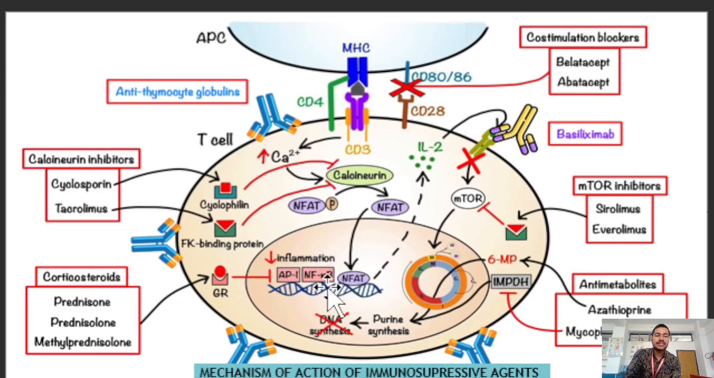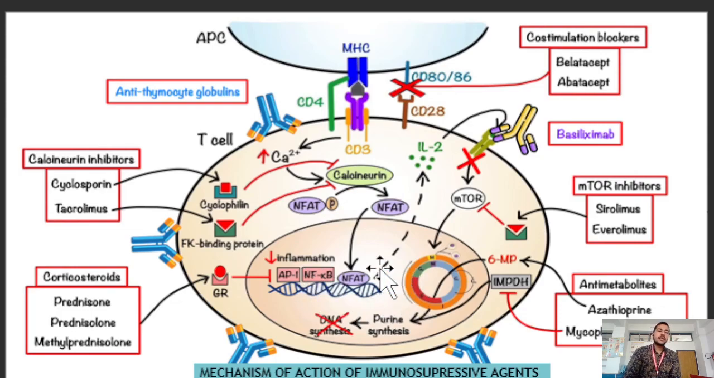So basically, what is the function of these transcription factors? As we all know, inside the nucleus, protein synthesis takes place. These transcription factors will tell the nucleus which specific protein it has to synthesize.